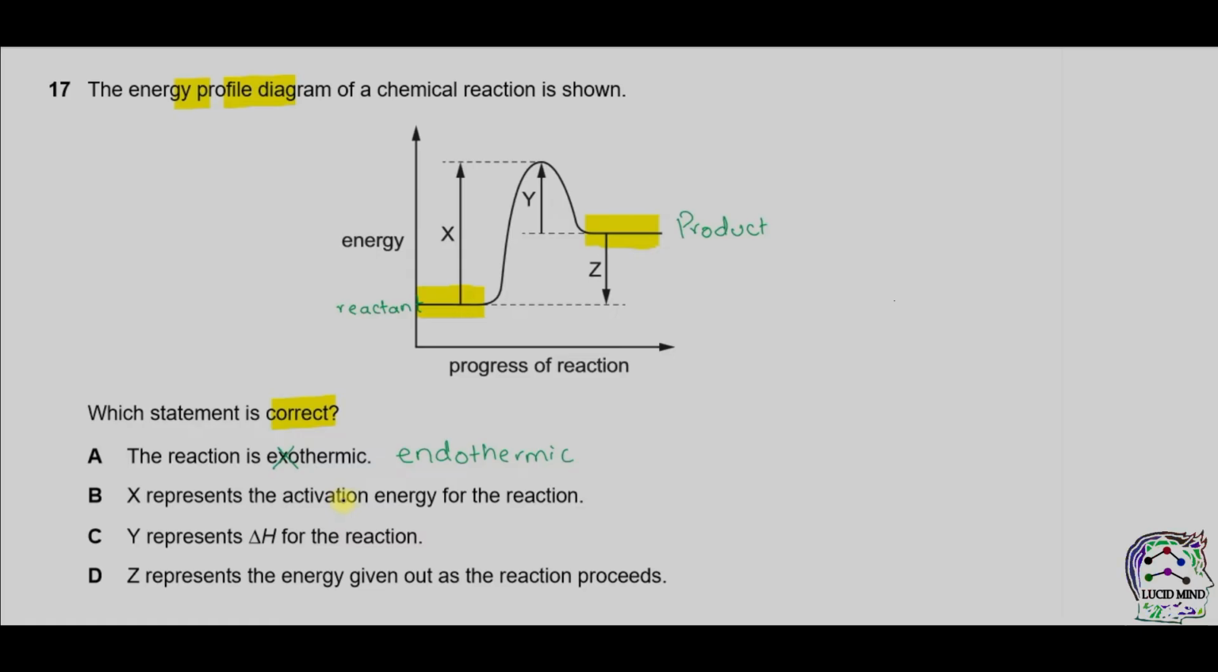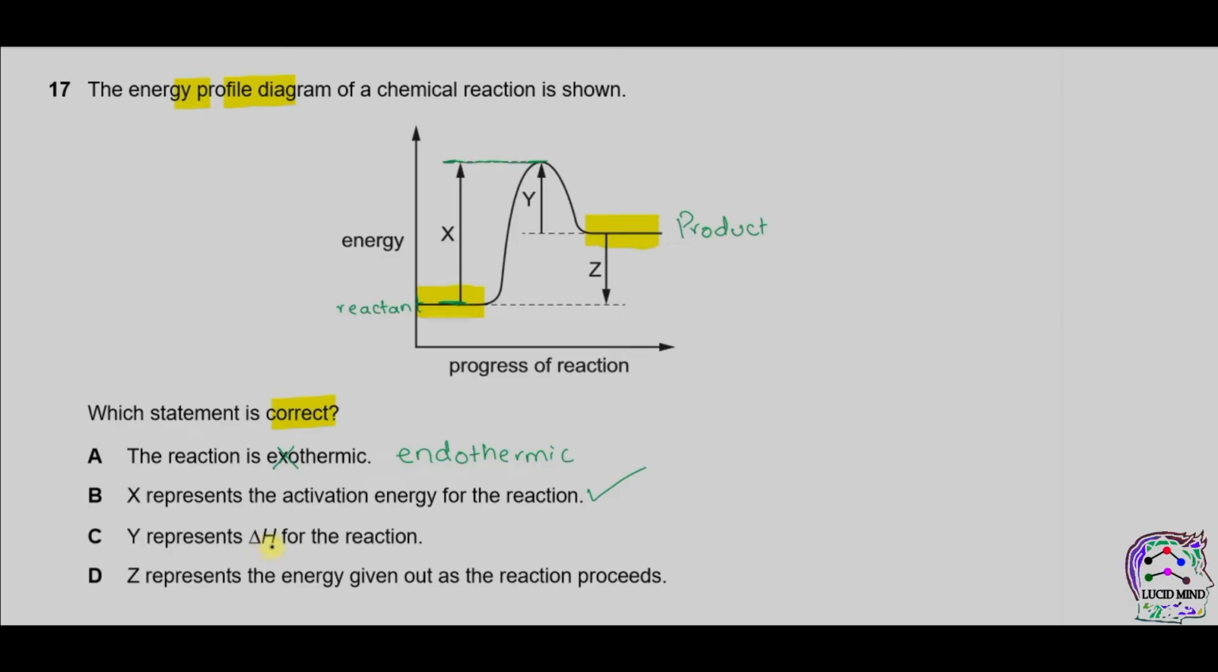B, X represents the activation energy for the reaction. Now activation energy is the energy that is needed by the reactants to convert into this transition state. So from this to this is the activation energy and it is represented by X. So therefore this statement is true.